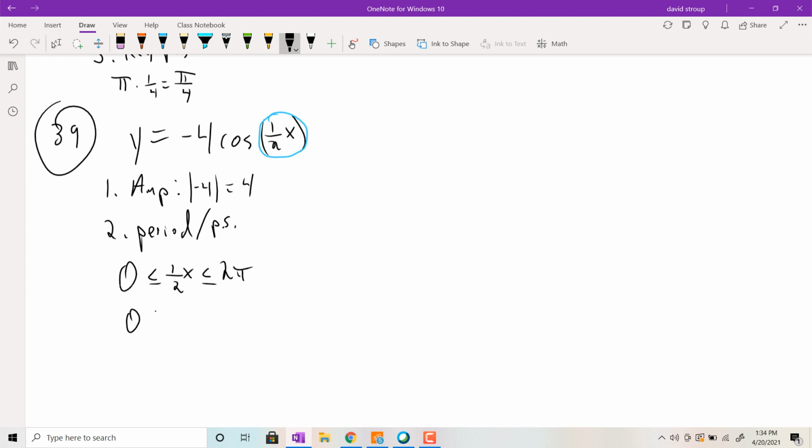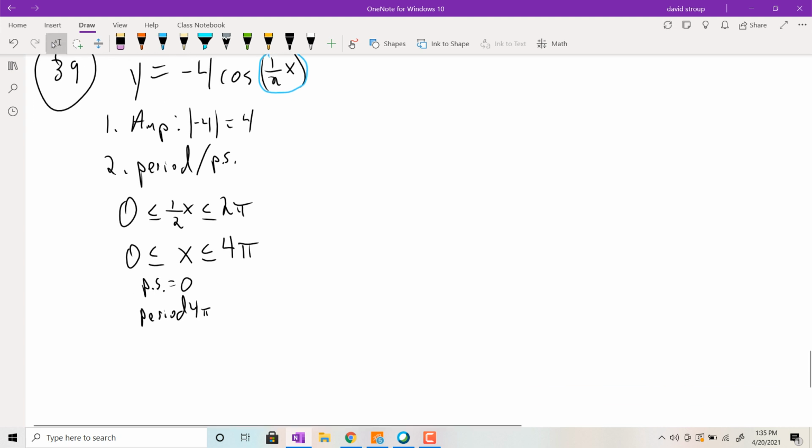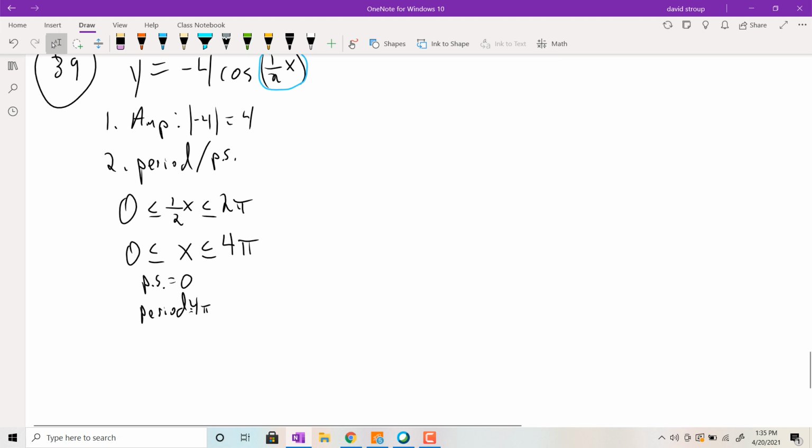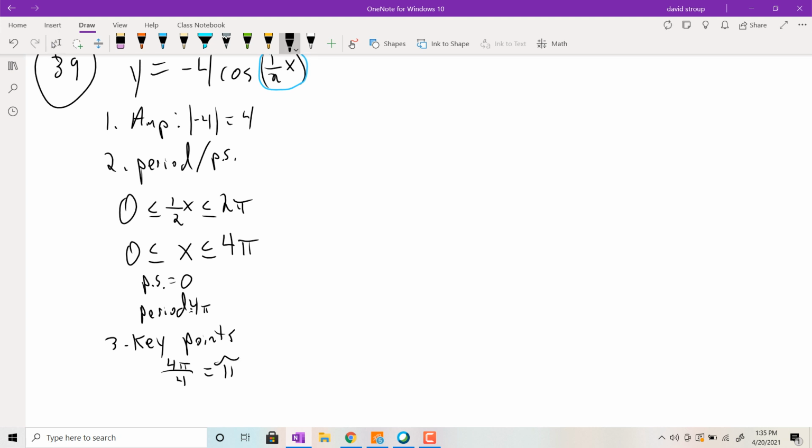Multiply everything by 2. And the phase shift is 0. And the period is 4 pi. Okay. So for your key points, then you just take the 4 pi and divide it by 4. So you're going to be going by pi. Okay. So let's just get one period. Amplitude of 4, 1, 2, 3, 4, 1, 2, 3, 4, and I'm going by pi's on the x-axis.